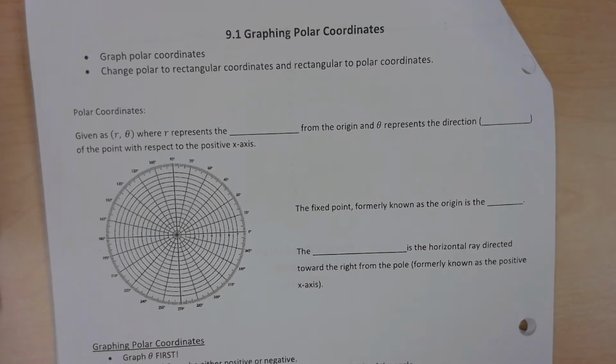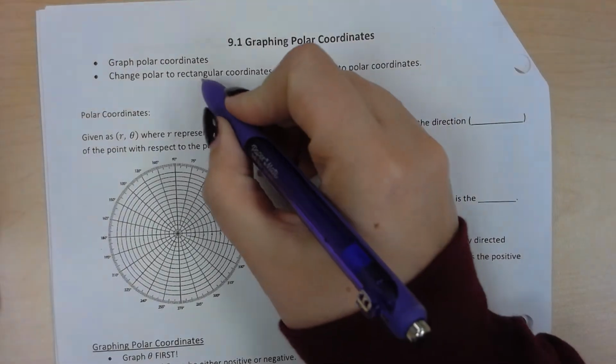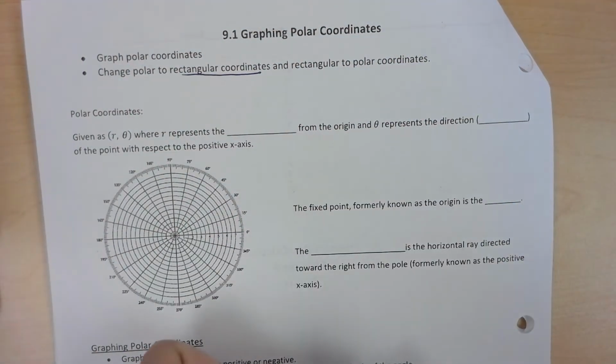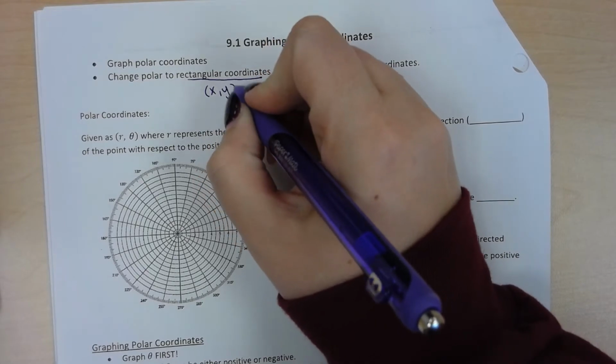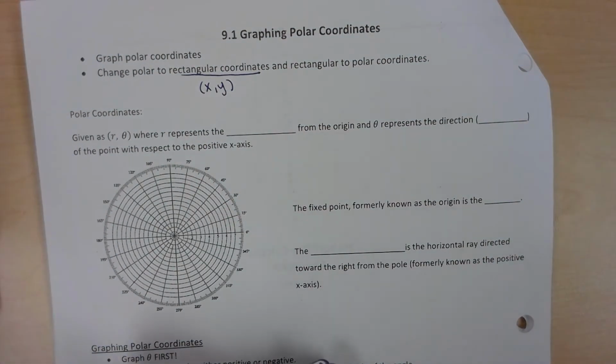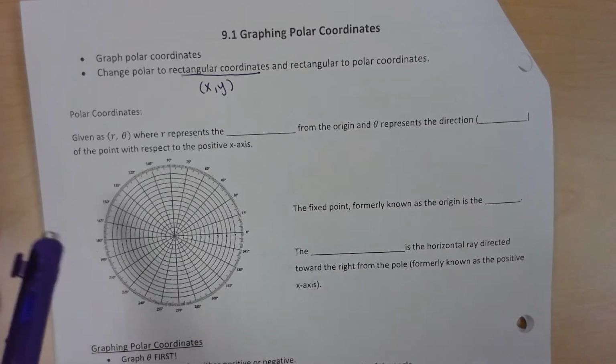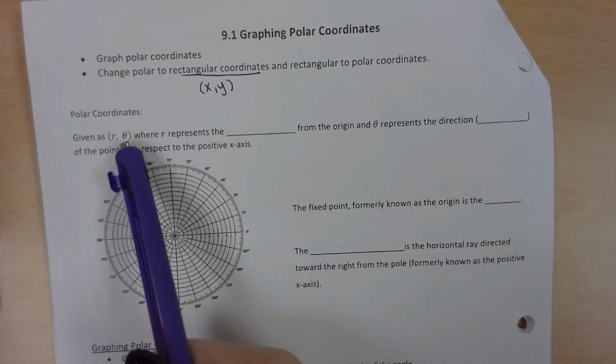So today we're starting a new unit called polar coordinates. Polar coordinates is something that's completely new that you guys have not seen before. Usually when we're talking about coordinates, we're talking about rectangular coordinates, which are what we're used to, x comma y. Now what we're doing is changing into polar coordinates, which is given as r comma theta.